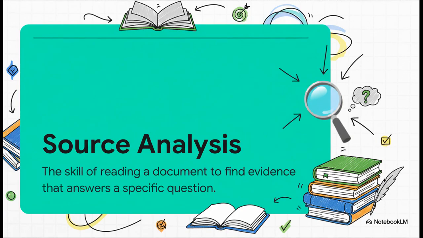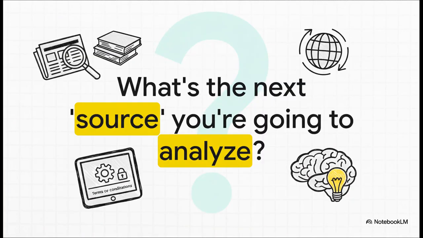You know, this skill actually has a name. It's called source analysis. It's simply the ability to read a document not just for general information, but to find specific evidence that answers a specific question. It's honestly one of the most valuable skills you can learn, both in school and in life. Because this goes way beyond the classroom. I mean, analyzing a news article, trying to understand a user manual for something you bought, or even just reading the terms and conditions of an app, they all use this exact same skill.